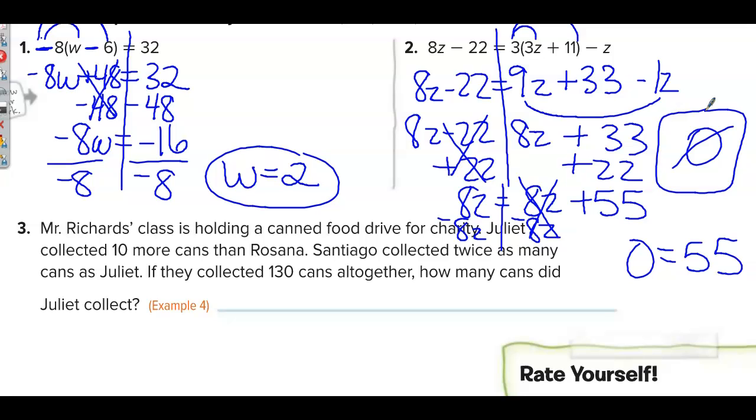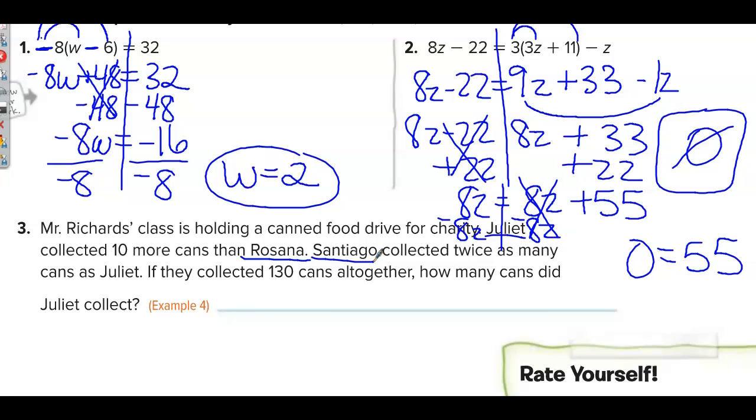All right. So Ms. Boston said you set this one up together yesterday, number 3. We know that the class is holding a canned food drive. I can read you what we set up. I've got Juliet, Rosanna, and Santiago. So basically we know all of them collected 130, right? So Callie, you want to read me the equation that you set up?